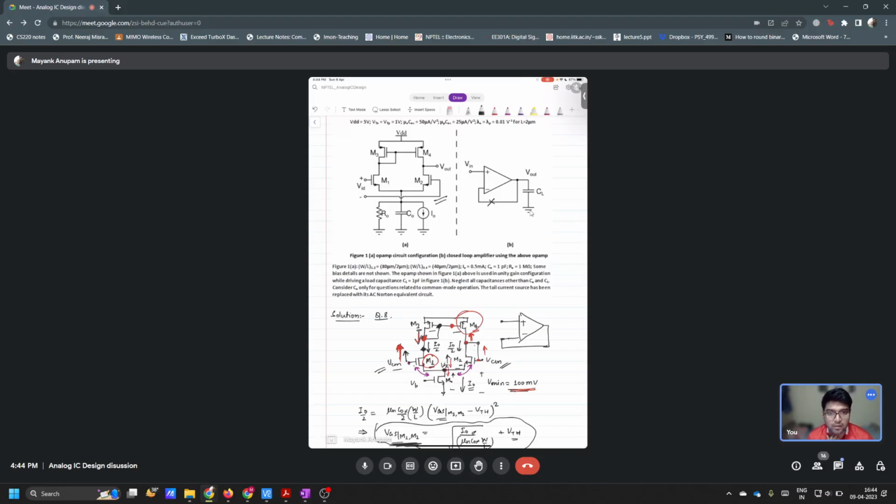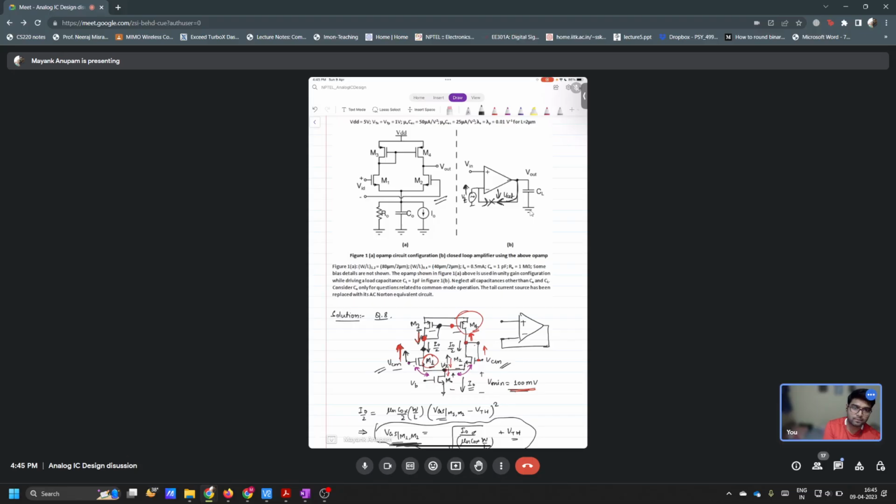Then you have to apply a test input in one side of the broken loop, a test voltage V test. And you have to check what is coming back on the other side of the loop, and compare the signs. If this V test is increasing here, the return voltage that is coming back has to decrease. If that is happening, then you can say that this is a negative feedback loop.